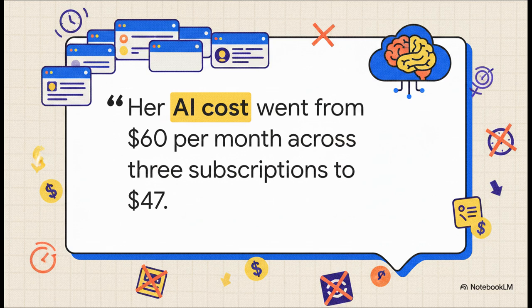Take this freelance content strategist. She manages 8 different client workspaces right from the app. She used to waste 20 minutes a day just switching tabs and reestablishing context. Now, she dropped her monthly cost from $60 down to $47, canceled her other subscriptions, and she picks up exactly where she left off for every single client without skipping a beat.